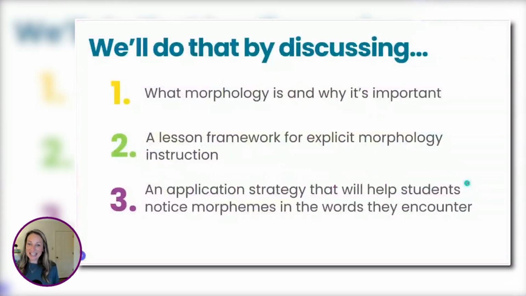Now, we're going to do this by talking about really 3 things. First of all, I want to make sure that we all understand what morphology is, why it's important, and then I want to share with you a really easy lesson framework for explicit morphology instruction. And then I'm going to share a super simple application strategy that will help your students notice morphemes in words they encounter, because the end goal is not that our students memorize a list of prefixes, suffixes, and roots, but the end goal is that they can use their morphological awareness to help them read and understand big words.